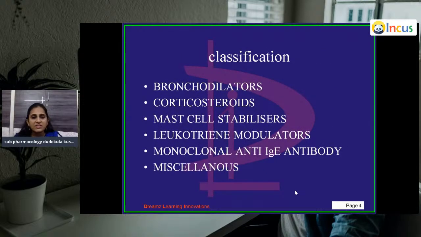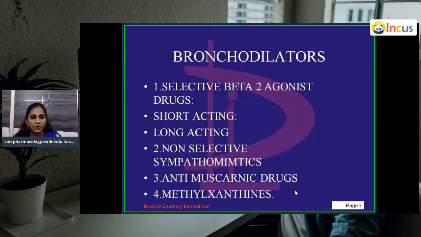Now, the drugs. What are the drugs that are used in asthma? These are the various drugs that can be used in asthma. They can be categorized as bronchodilators, corticosteroids, mast cell stabilizers, leukotriene modulators, monoclonal anti-IgE antibodies, and miscellaneous drugs. Now, the first one is bronchodilators. In bronchodilators, we can further classify them into selective beta-2 agonistic drugs, which are further available as short-acting and long-acting, and non-selective sympathomimetics, anti-muscarinic drugs, and methylxanthine. All these four drugs come under bronchodilators.